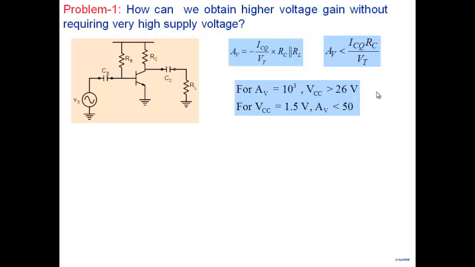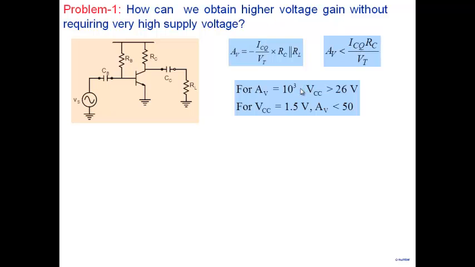A large gain would require, you can just put it here, ICQ RC is gain, which is 1000, multiplied by VT, 26 millivolts, which will give you ICQ RC of 26 volts. And therefore VCC has to be larger than 26 volts. Alright, that's one way of looking at it.